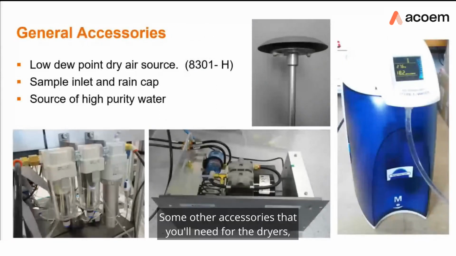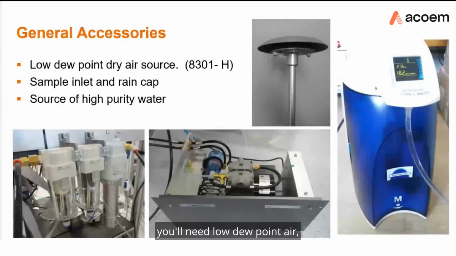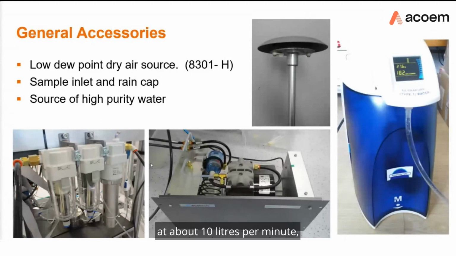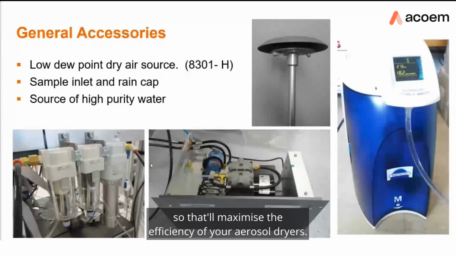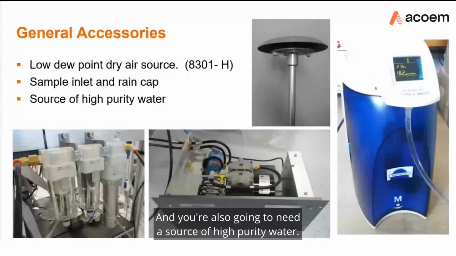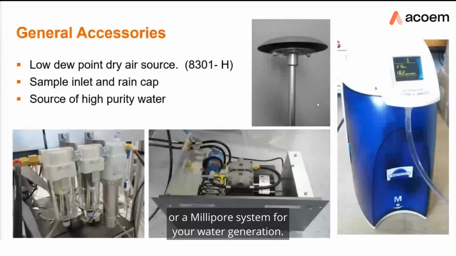Some other accessories that you'll need is for the dryers, you need low dew point air. So Ecotech has a low dew point air source which can provide minus 40 degree dew point air at about 10 litres per minute. So that'll maximise the efficiency of your aerosol dryers. You're also going to need some sort of inlet, whether you already have one. It might be an existing manifold, or it might be a TSP type inlet. And you're also going to need a source of high purity water. Now, maybe you already have that in your laboratory, or you can get something like a Milli-Q water system or a Millipore system for your water generation.